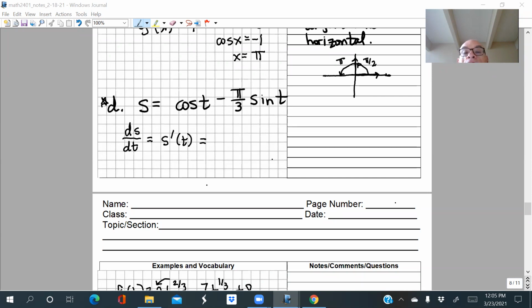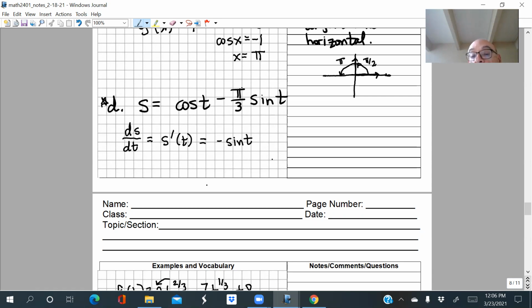What's the derivative of cosine of t? That's right. Minus sine of t. Perfect. Okay. So see, you got the half of it there already correct. Derivative of cosine of t is minus sine of t. And so that's the first part.